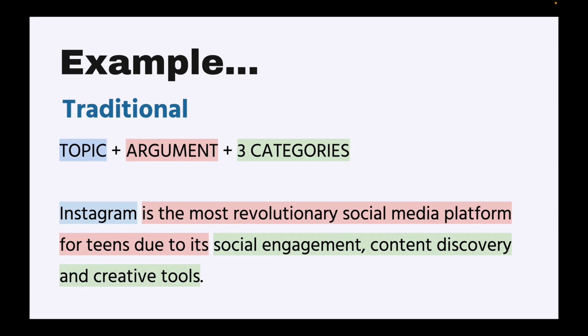If this was a traditional essay, the thesis is really simple. My topic, Instagram, I'm going to argue it's the most revolutionary social media platform for teens due to my 3 categories: social engagement, content discovery, and creative tools. But a compare-contrast thesis requires 2 solutions in order to make it sound good.